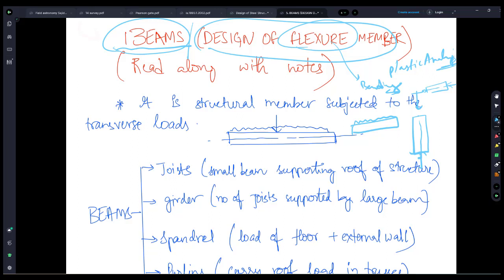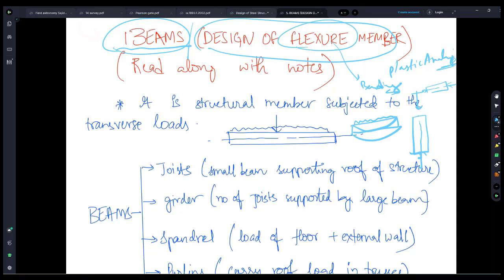I hope it is very clear, right? Because when the loading is transverse to it, we will have a deflection like this, or you can say bending like this. And because of this, a lot of stresses are going to generate. And in this particular chapter, we are going to analyze it.